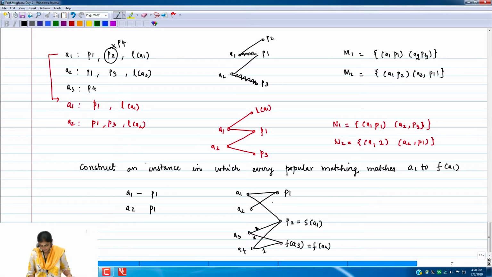So I do have an option of putting S of A2 here, that is this P2. Should I put it? So if I make this S of A2, is it okay? So then the instance is complete. Now I cannot add more edges, right? Because everybody has its F edge and everybody has its S edge. Does this instance admit a popular matching?